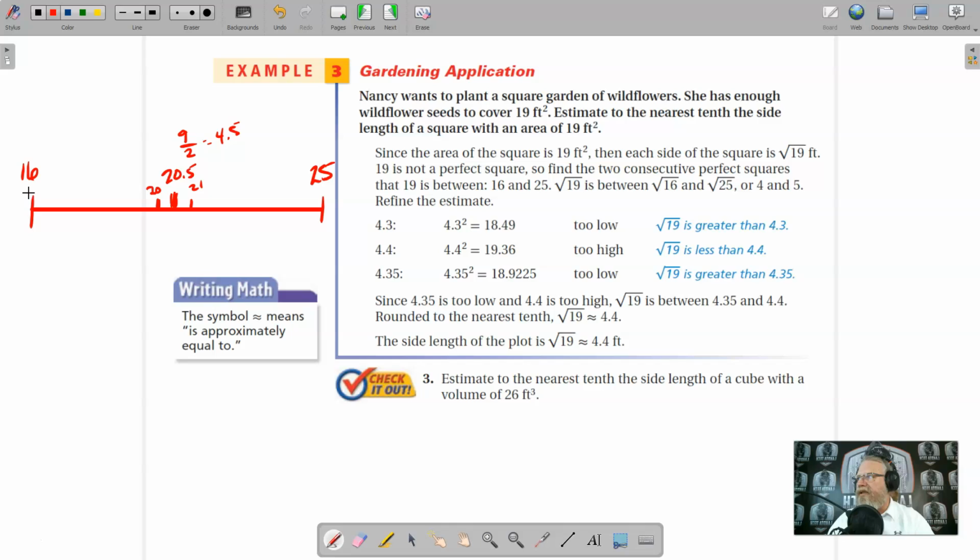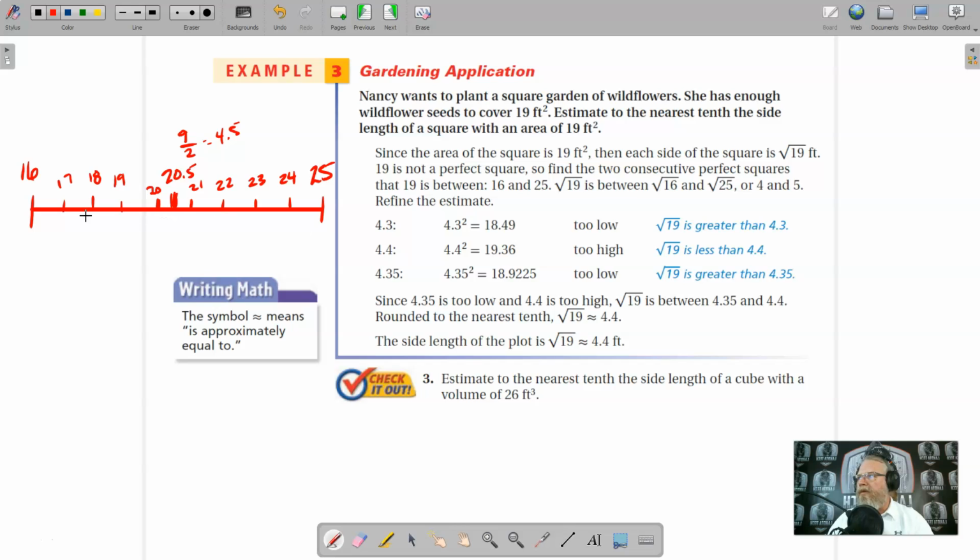And then what's the distance of 16 to 20? Well, that's a distance of 4, right? So if we split that, half of that, half of that, half of that: 16, 17, 18, 19, 20, 21. And then if we half and half and half again: 21, 22, 23, 24, and here's 25.